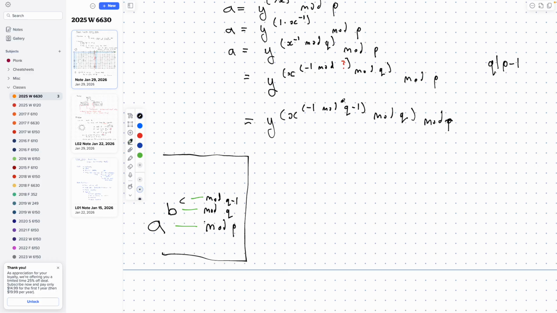Now that I have this in place, can I simplify this equation? Forget about the whole thing, just concentrate on this: -1 mod q minus 1. So q minus 2, why? It's whatever the number is here minus 1. We already have a -1 here, and so we're going to have another -1, so it's going to be q minus 2.